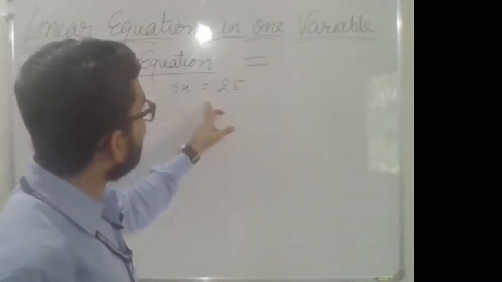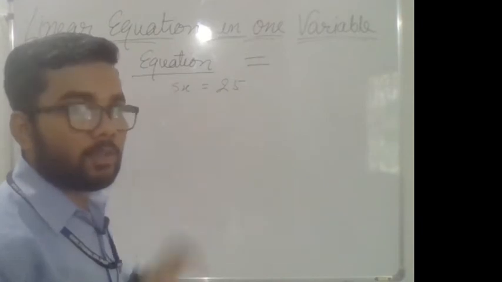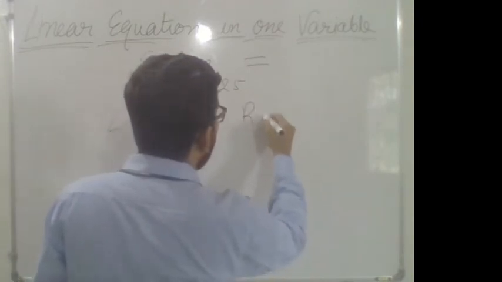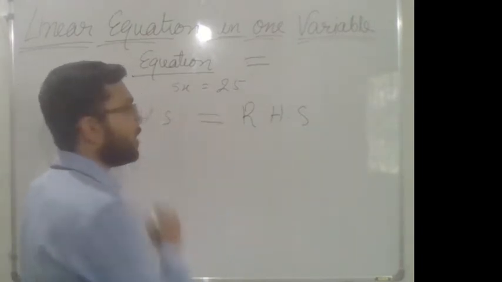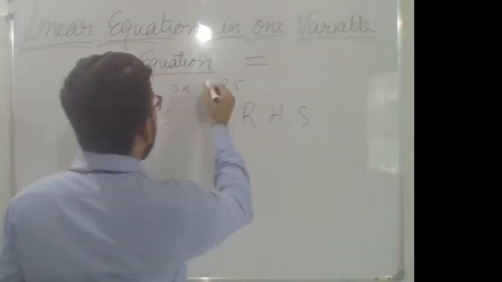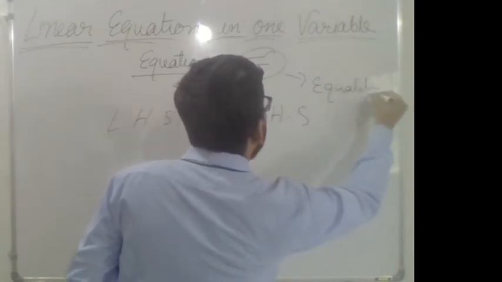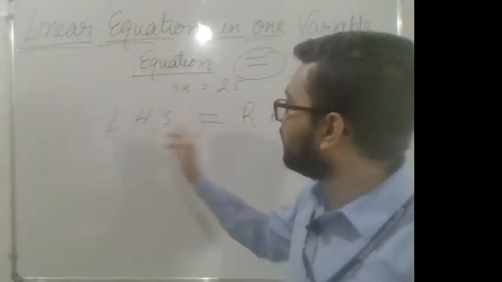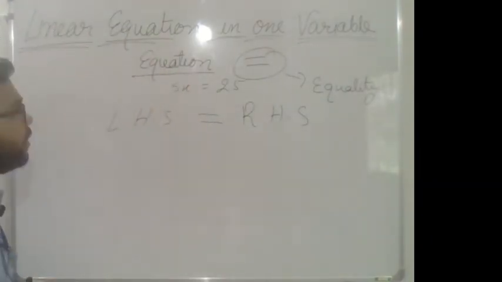This equality sign represents that both sides of this equality are equal. The left side is called LHS, left hand side, and the right side is called RHS, right hand side. The equality sign represents that LHS is always equal to RHS. That sign is called the equality sign, and it represents that both sides, LHS and RHS, are equal in any case. So that is the equation which you have already learned in the previous class.